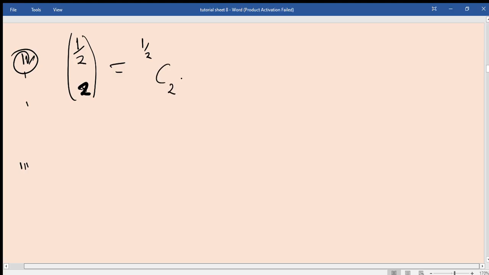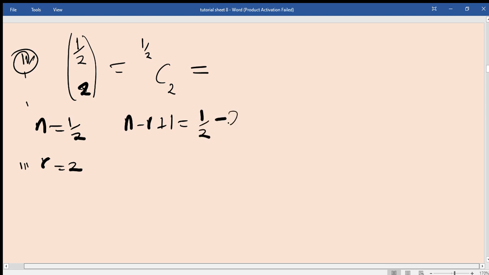So what do we do? Number 1, what is your n? Your n is a fraction. You remember the same formula. Your r is equal to 2. So we are looking for n minus r plus 1, where we will end from in the numerator. This is n, which is 1 over 2, minus r, which is 2, plus 1.